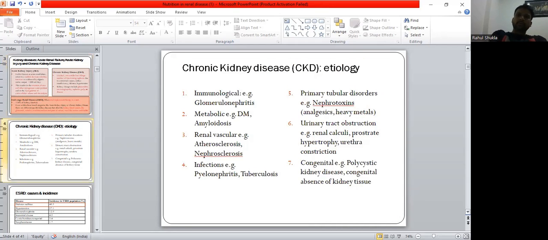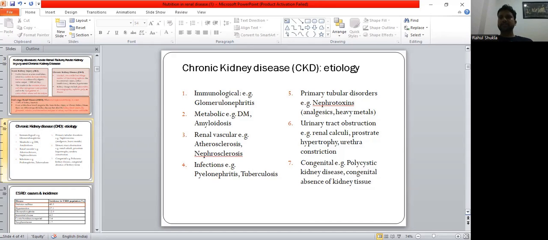So, coming to the chronic kidney disease etiological classification, first is immunological causes like glomerulonephritis, then among metabolic causes, diabetes mellitus or amyloidosis are the main important causes, then vascular causes like atherosclerosis leading to ischemic nephropathy and nephrosclerosis, then infection-related causes like chronic pyelonephritis, tuberculosis, then some tubular defects because of several nephrotoxins like analgesics and heavy metals leading to tubular disorder and ultimately causing chronic kidney disease.